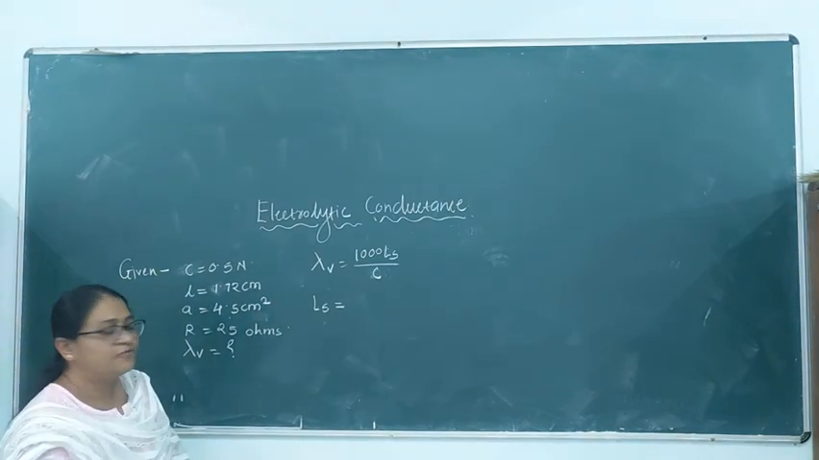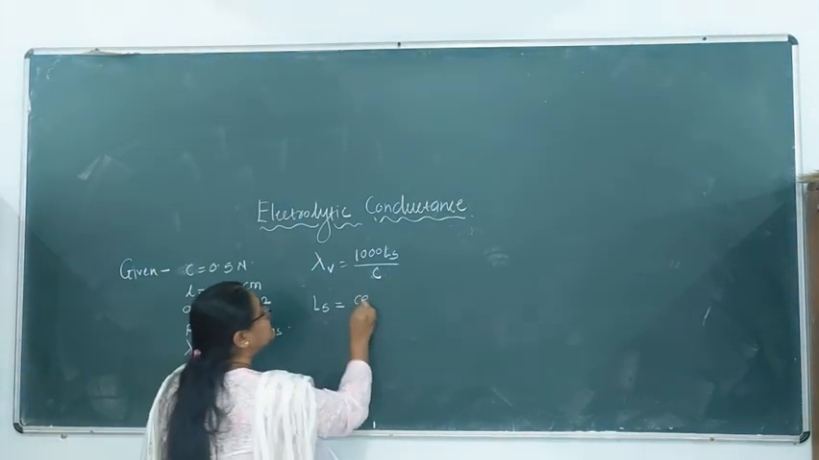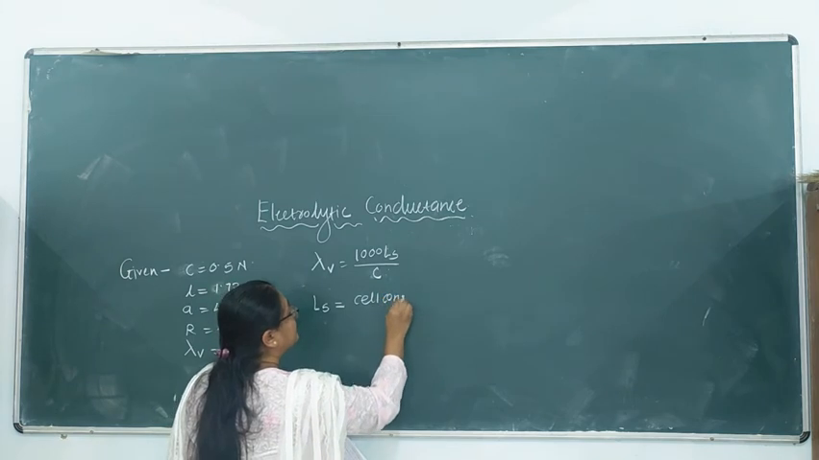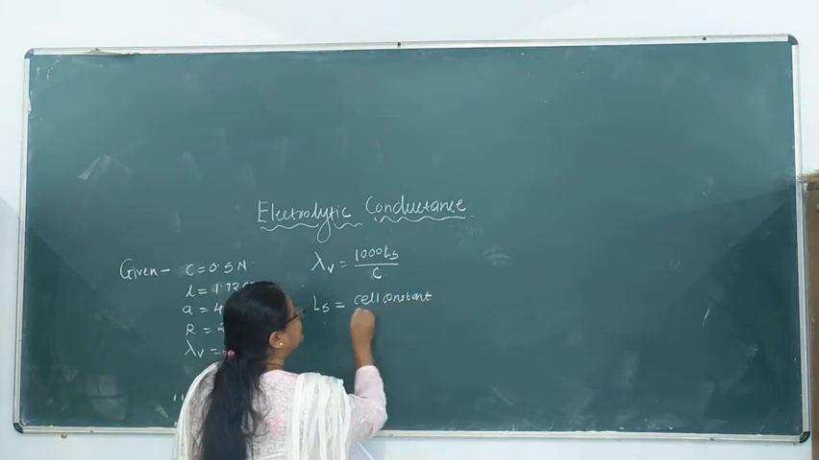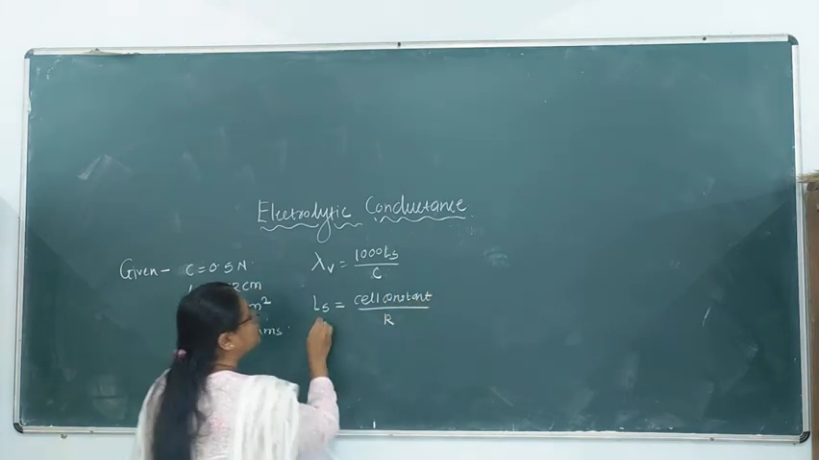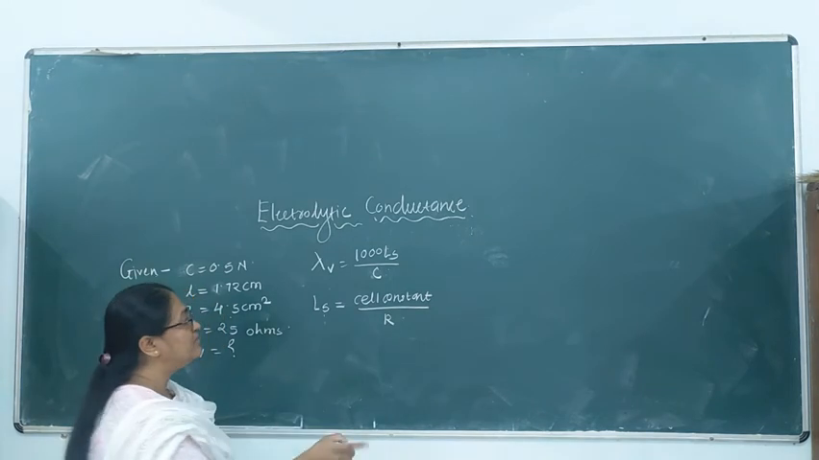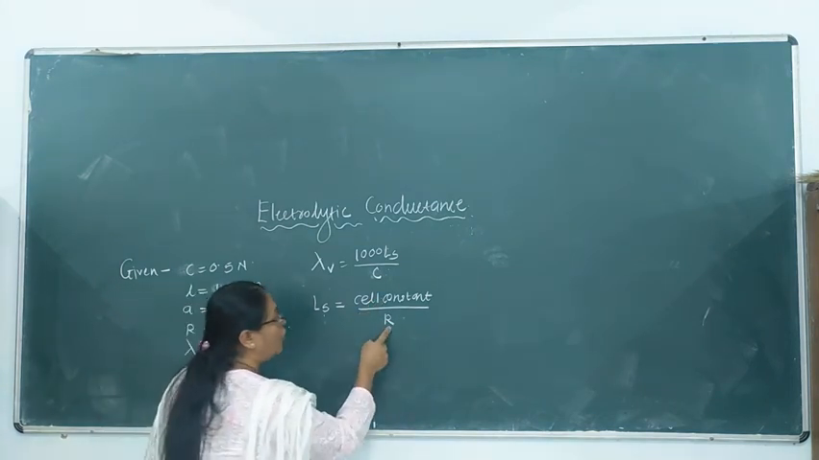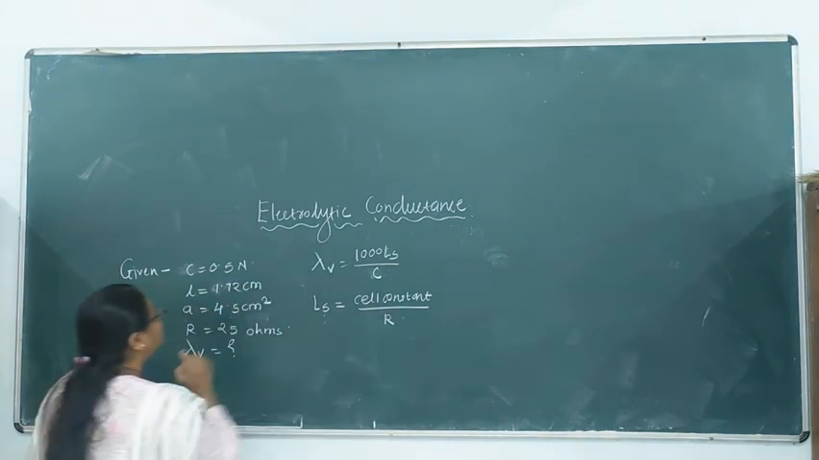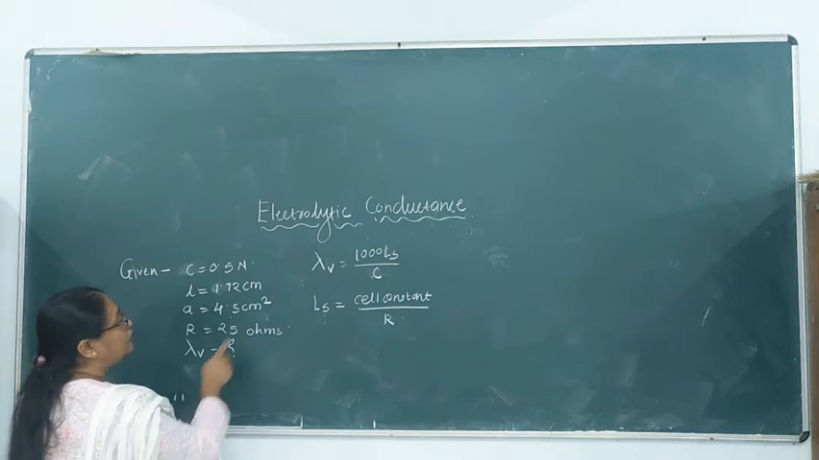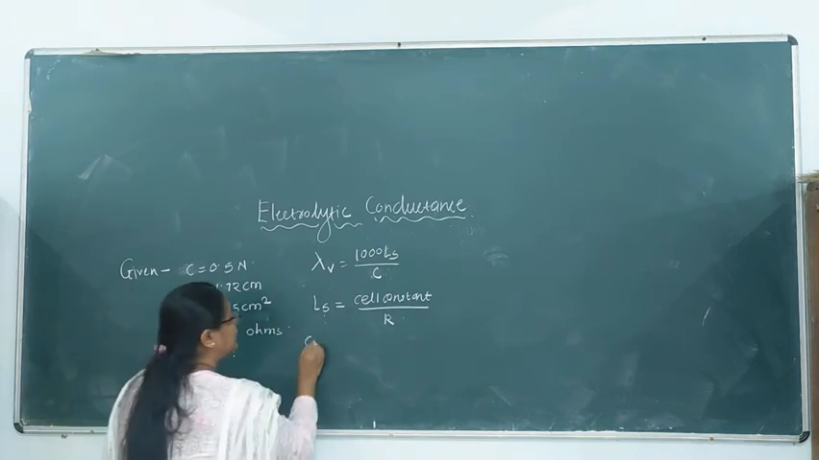We must first know the Ls. Ls is equal to nothing but cell constant divided by R. So to calculate specific conductance, we must know cell constant and the observed resistance. Now, the observed resistance we have given. We have to calculate cell constant.